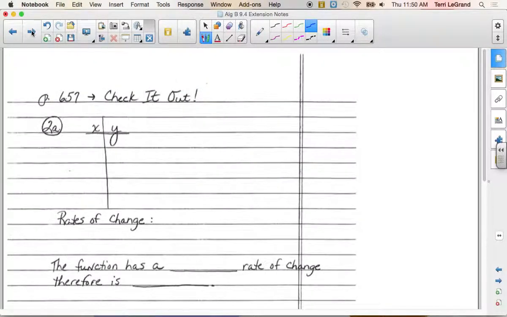Okay, let's move over to the second check it out problem at the bottom of page 657. It says, use rates of change to determine whether each function is linear or nonlinear. Oh, are we just talking about different words but really the same thing? Guys, if we have a constant rate of change, is it linear or nonlinear? It's linear. If we have a variable rate of change, is it linear or nonlinear? Nonlinear. So we're still doing the same thing, you guys.